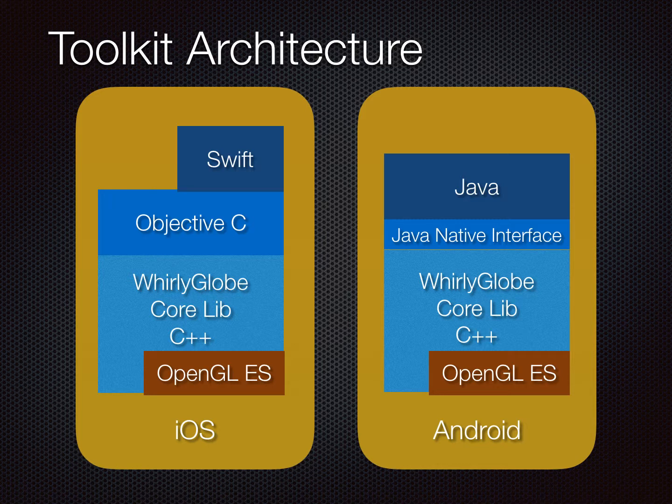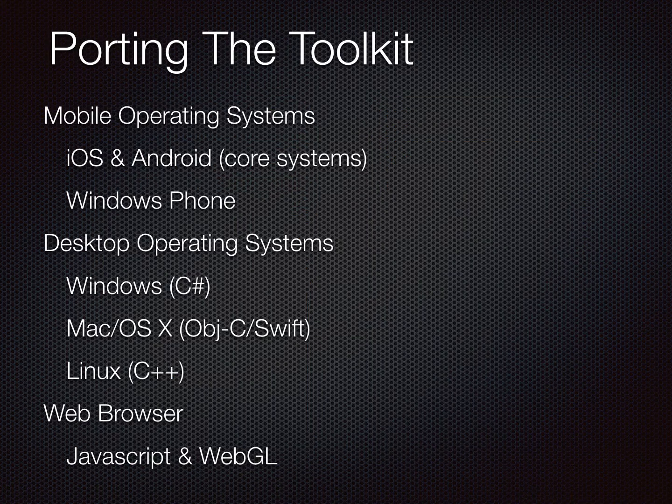But that means that every time we port the toolkit, the core moves over pretty easily, but the high level needs to be rewritten. And the reason I mention this is we get asked a lot about porting to other systems. So iOS and Android are our core mobile systems. Those are the ones that we put effort into, the ones that we spend money on. Windows Phone is a possibility. People have been asking about that, particularly with the unified Windows and Windows Phone approach. That might be interesting, but somebody will have to pay for it.